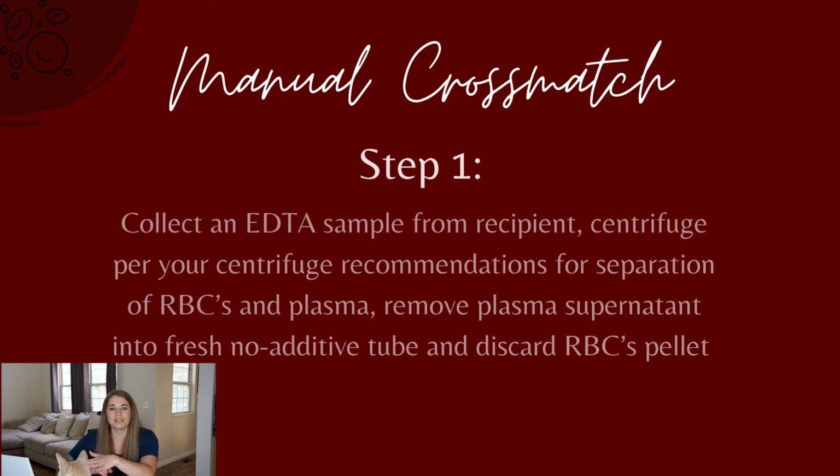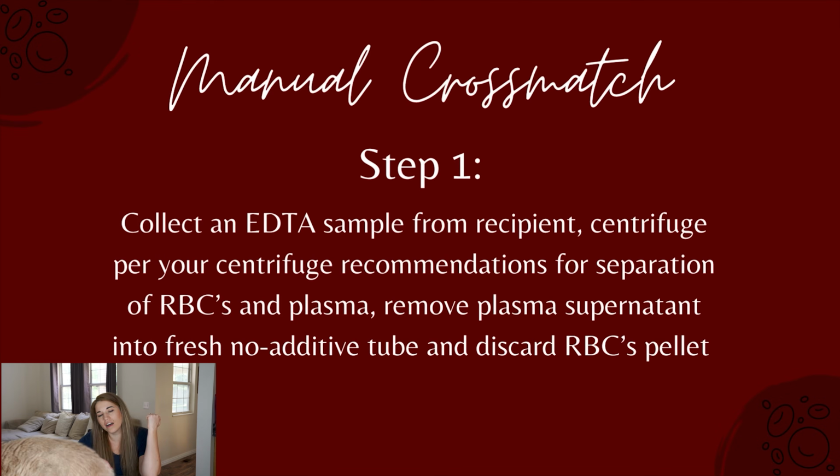You're going to need anticoagulated blood from your recipient. You're going to want to put that into an EDTA red blood cell tube, spin it down at the directions of the manufacturer of your centrifuge for separating red blood cells and plasma. Once it's done spinning, you're going to pipette off the supernatant, which is the plasma, into a fresh, no additive tube, and you can discard the red blood cells.